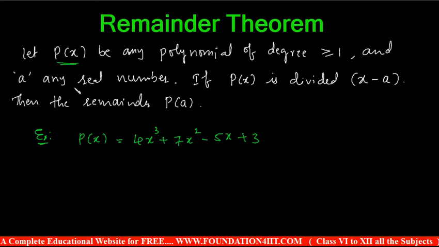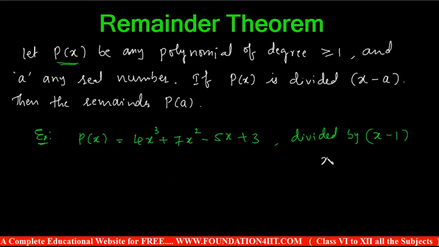And a is any real number. For example, if P of x is divided by x minus a, let this be divided by x minus 1. That means the place of a is 1, a equals 1, any real number. Then the remainder is P of a. So if I divide P of x by x minus 1, I should get the remainder P of a.